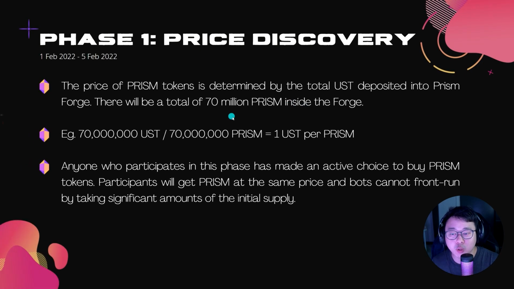So the price of Prism tokens is determined by the total UST deposited into the Prism Forge, and there are a total of 70 million Prism inside the Forge. So for example, if there is 70 million UST deposited into the Forge, then it's 1 UST per Prism, or Prism is basically worth 1 UST. What is cool about this fundraising is that anyone who participates is doing so actively and willingly, and everyone will get the same price, and bots are unable to front run this by getting a significant amount of the supply initially when the price is cheap, because everyone will be getting it at the same price.